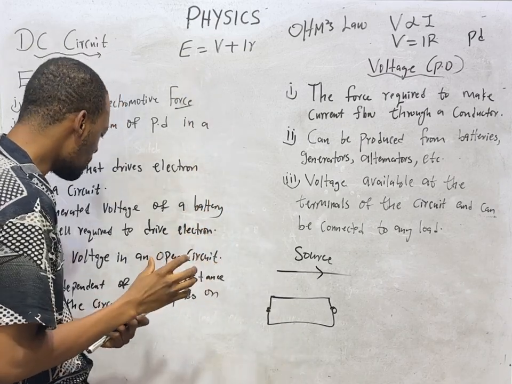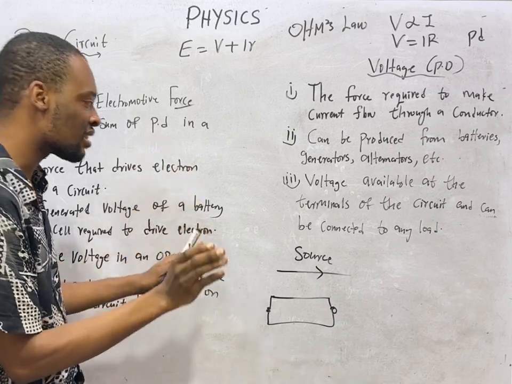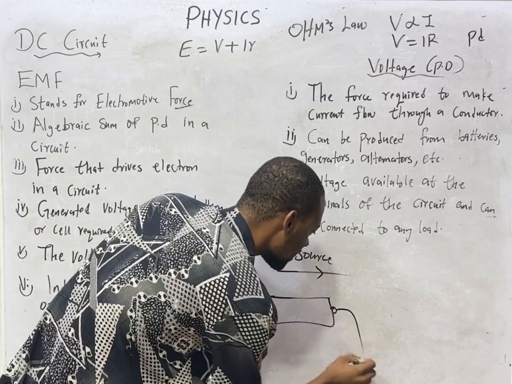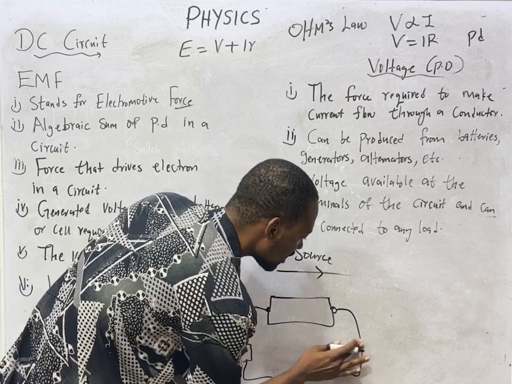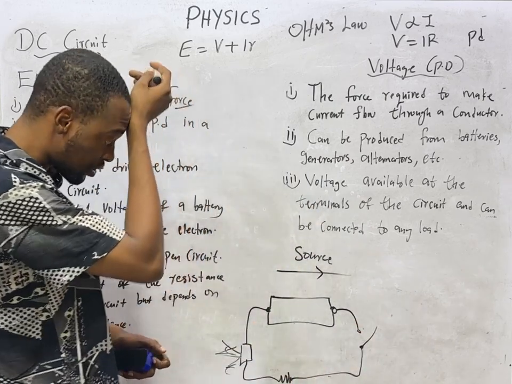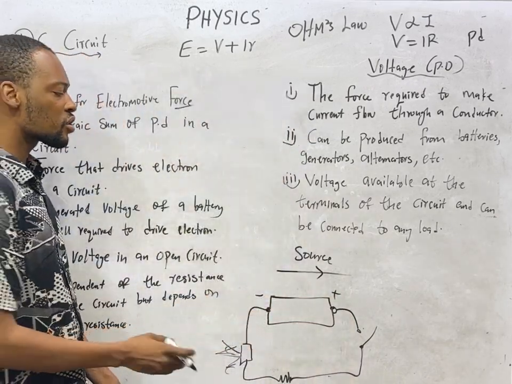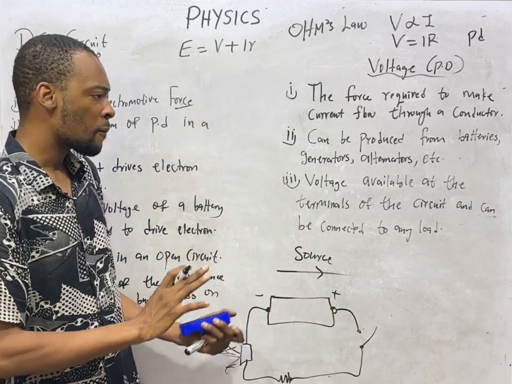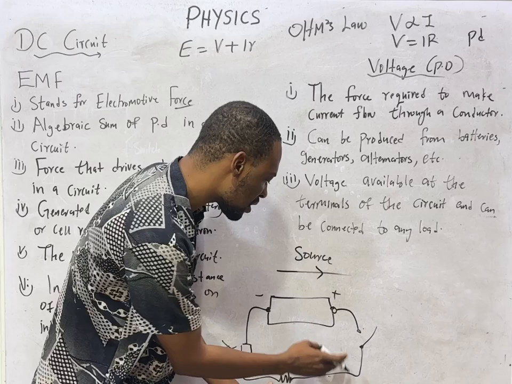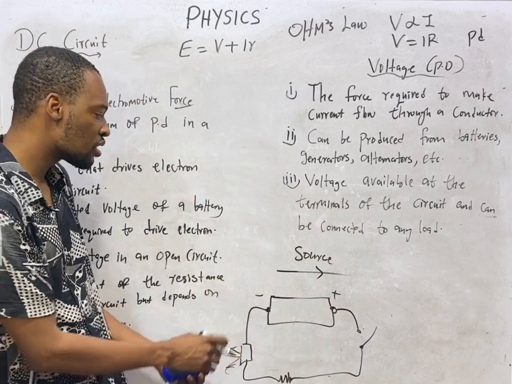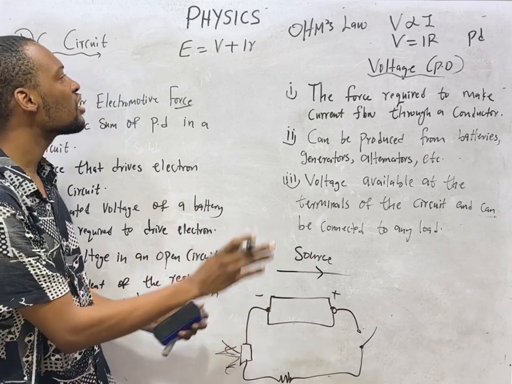Look at this. EMF depends on the internal resistance of the battery alone. It does not depend on external resistance. If I have a battery here and I connect it to a light bulb, here is the resistor, and here is the switch. Let's say this is positive and this is negative. So long as the switch is open, current is not delivering, the battery is not doing a lot of work because the load is not being served. Current is not passing through the resistor, so there is no resistance in the circuit. For this open circuit, the voltage that is present, since current is not flowing, is the EMF.